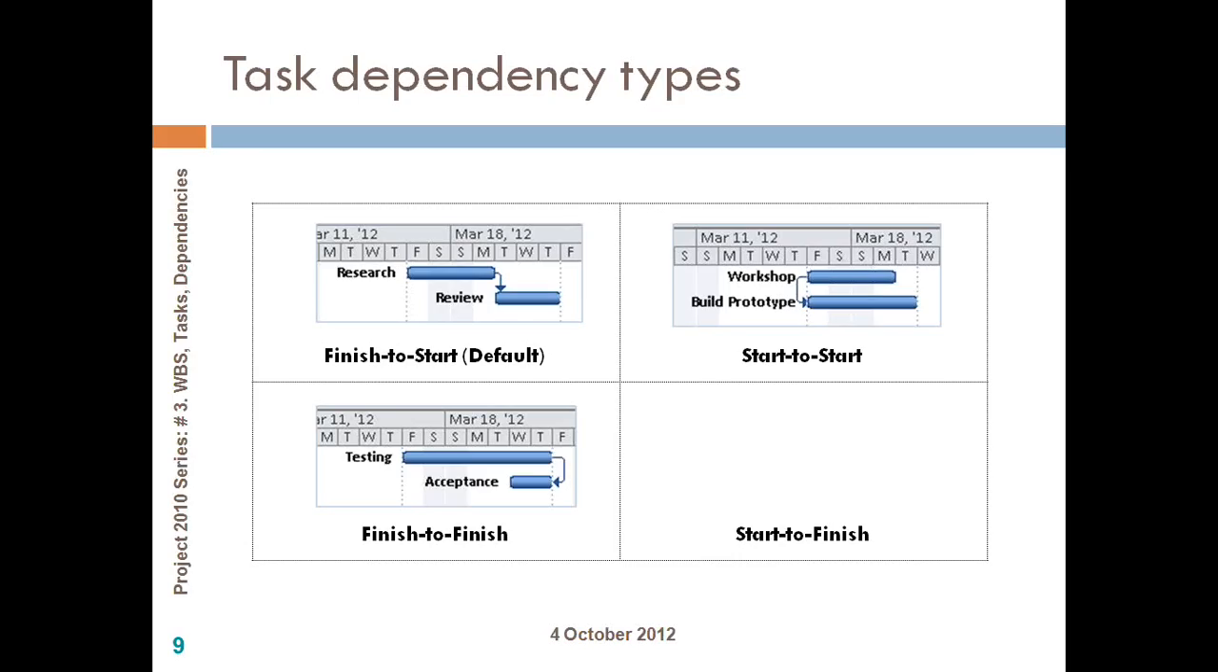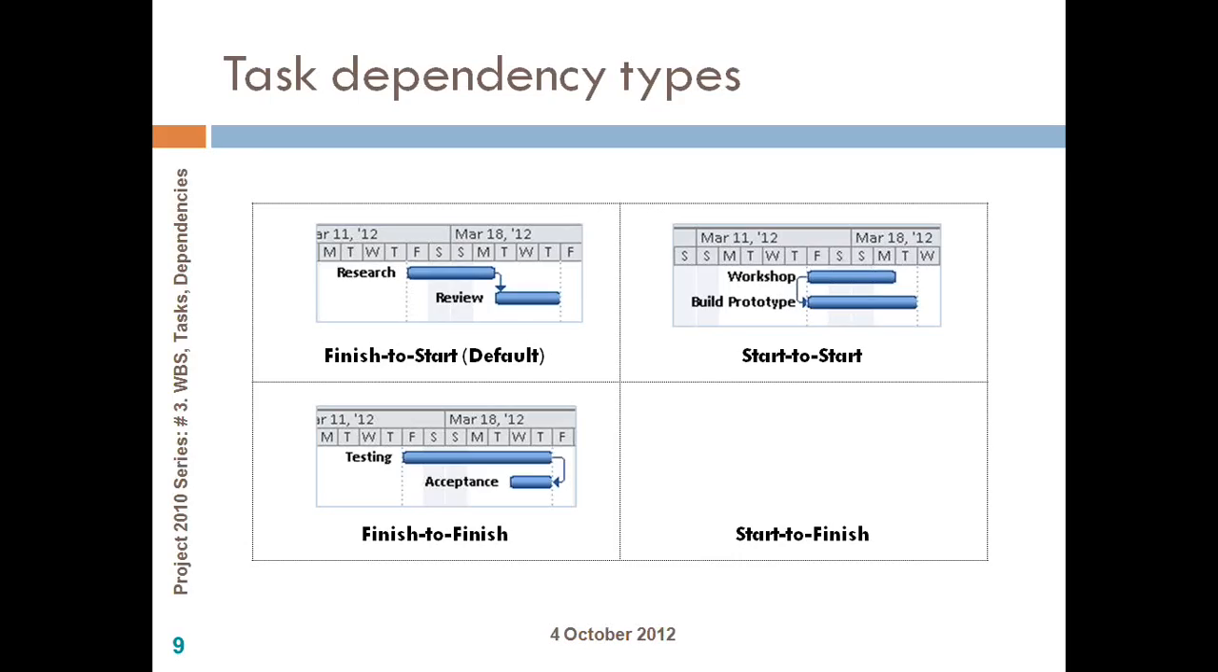If you look at start to start, both these activities are parallel activities. So nothing is happening in the past or nothing is happening in the future. Both are parallel tasks. So the workshop is driving the prototype development. So the workshop is the predecessor, whereas building the prototype is my successor. If you look at finish to finish, my testing is my predecessor, my acceptance is my successor, which means if my testing is going to be late, naturally my acceptance is also going to finish late, which is both are tied on a finish to finish dependency.